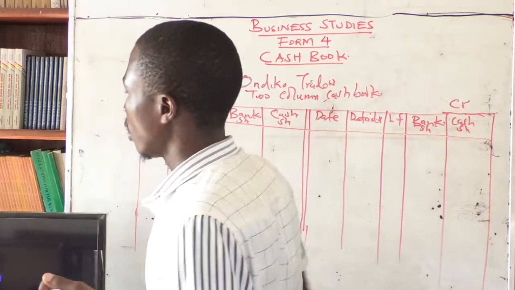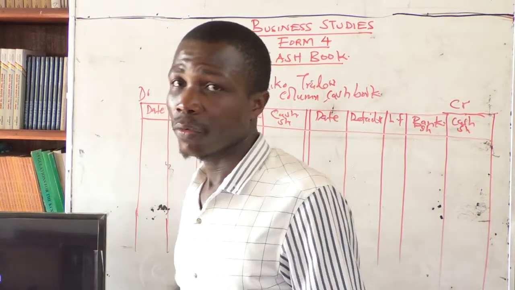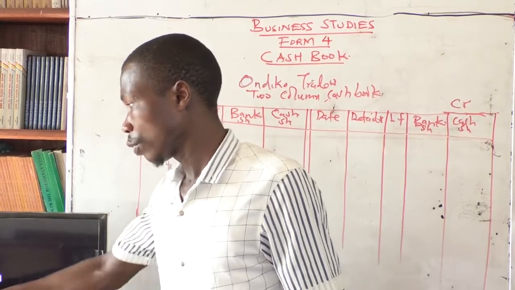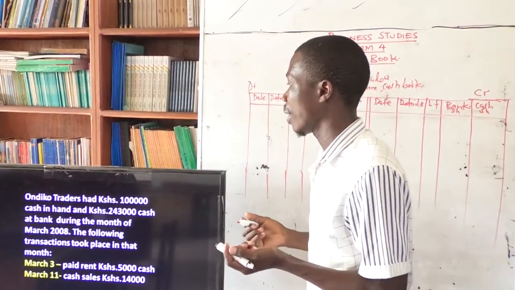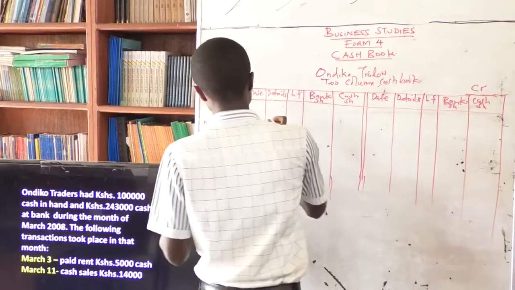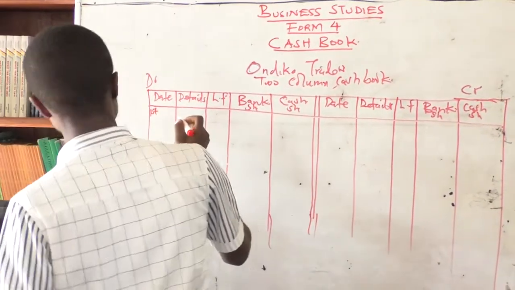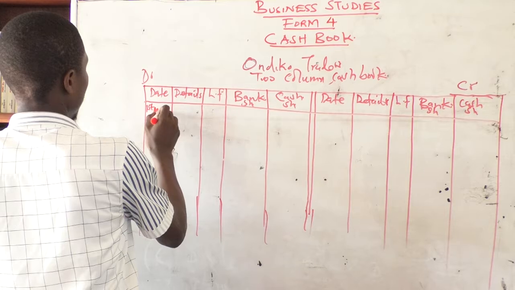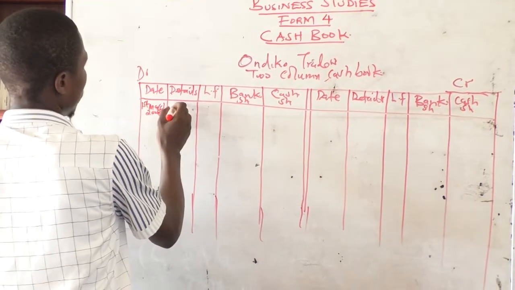So this person started a business, and he had a balance of 100,000 in hand and also 243,000 at bank. So we are going to say first the date, March 2008. We say balance.